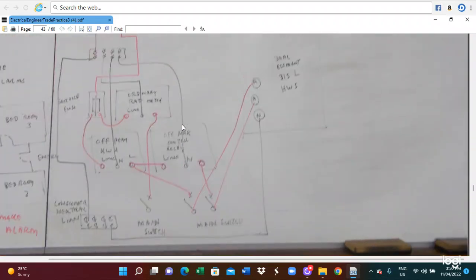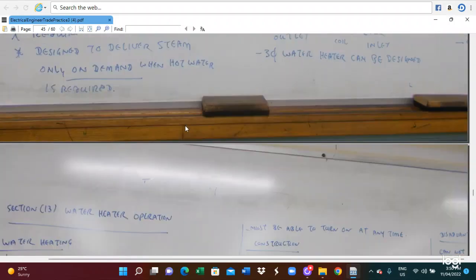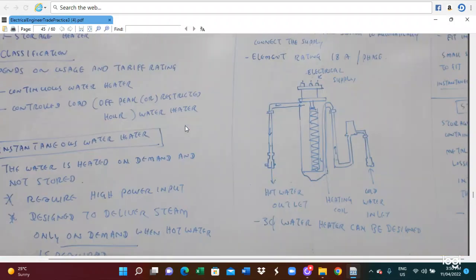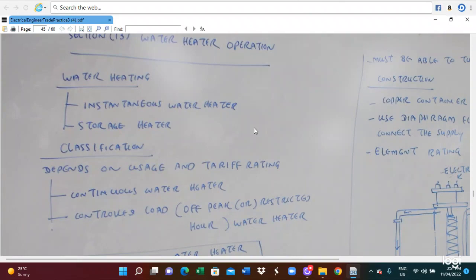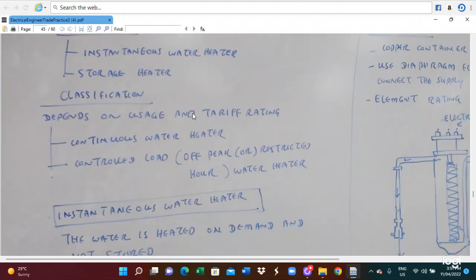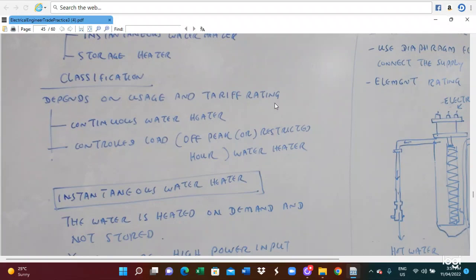Okay, this is the way that we explain the water heater and the hot water system. Then we also talk about the water heater operation. The water heater operation: a water heating device includes the instantaneous water heater or the storage water heater. The classification depends on the usage and the target rating. So it includes a continuous water heater, the controlled off-peak, or the restricted hour water heater.